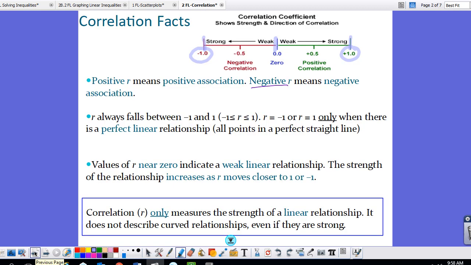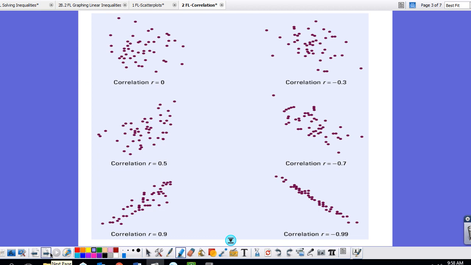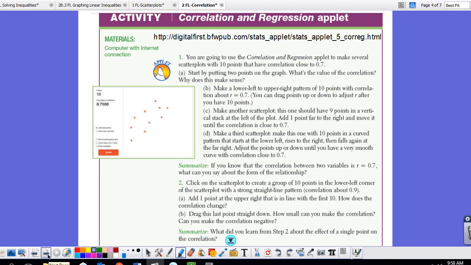Let me go back and say for a minute that when we talk about R, it only measures the strength of a linear relationship, not curved relationships. Here are some different R values and what their data looks like. This first one is just all over the place. This one you can see the negative trend, but it's pretty spread out. This one we see the positive trend, but again, it's spread out. Then we get closer together and closer together and almost perfect here. So just some pictures of the different correlations.